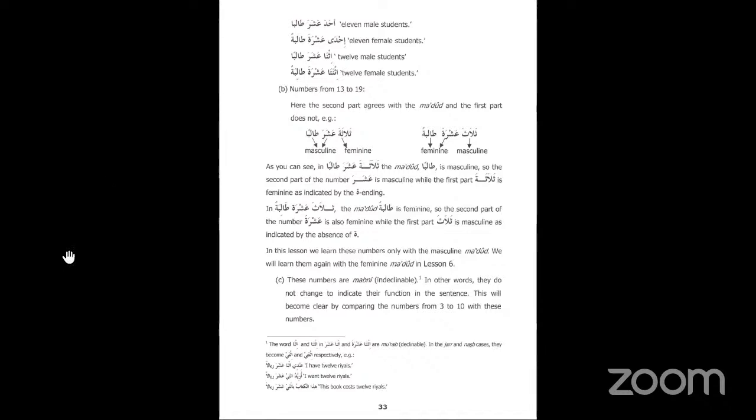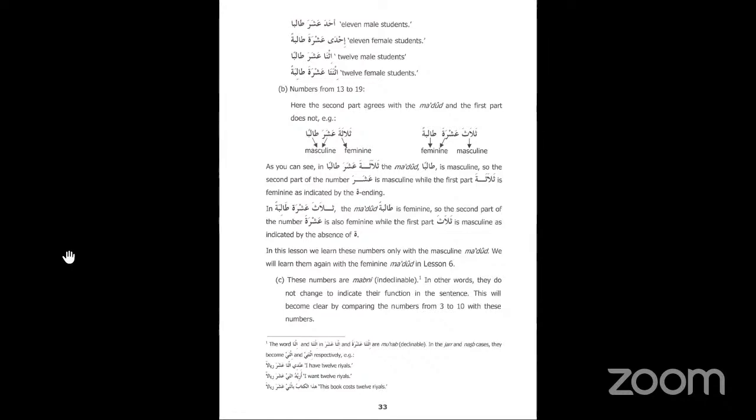B, numbers from 13 to 19. Here the second part agrees with the madud and the first part does not. Example, salasata ashara talibaan. Talibaan and ashara, they're masculine, and salasata will be feminine. Salasa ashrata talibatan. So salasa is masculine, ashrata and talibatan, they're feminine.